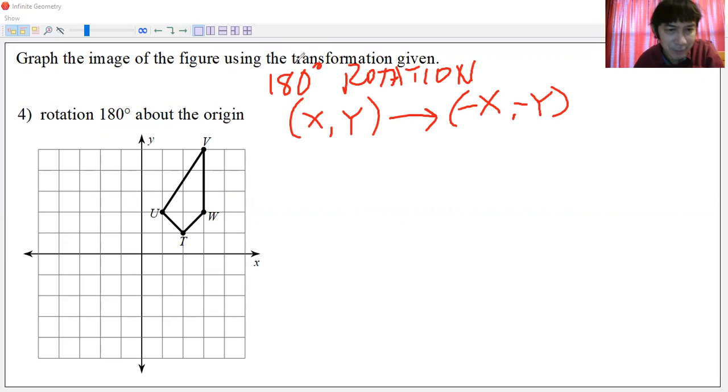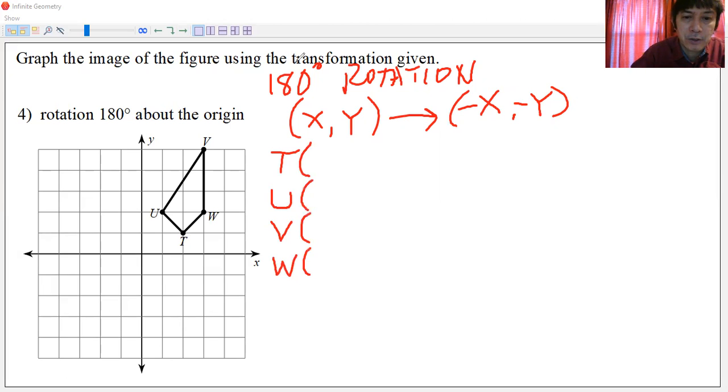Let's gather our coordinates. We have TUVW, so T, U, V and W. Let's read. Our point T is (2, 1). Our point U is (1, 2). Our point V is (3, 5).